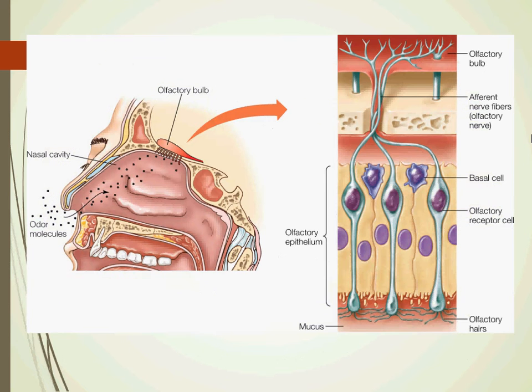Here is a picture of this. So you have odor molecules that are entering into the nasal cavity, and they come and bind to receptors located on olfactory hairs. And then you have a bunch of cells that lead to nerve fibers that eventually lead up to the brain.